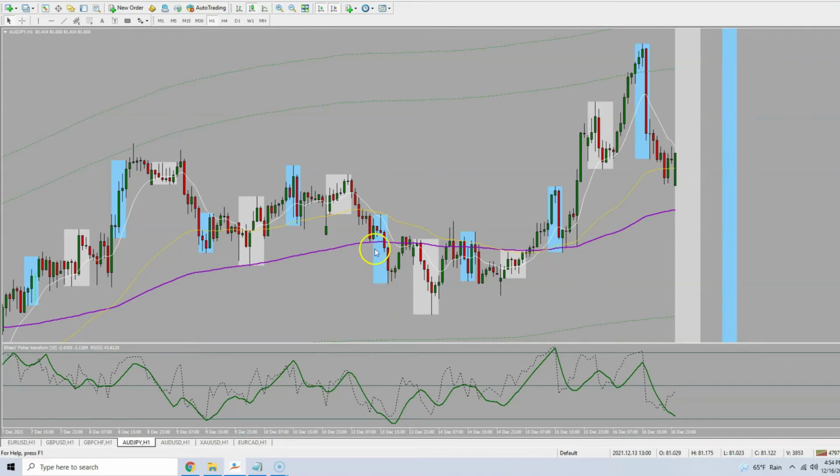So on this one, we have the 50 144 crossover right here. The 50 is crossing over the 144 right here, and we've got price consolidating below that crossover. Okay. So next thing we have to do is find our last prominent wick in the formation, which would be right here. So we draw a line at the top of that wick.